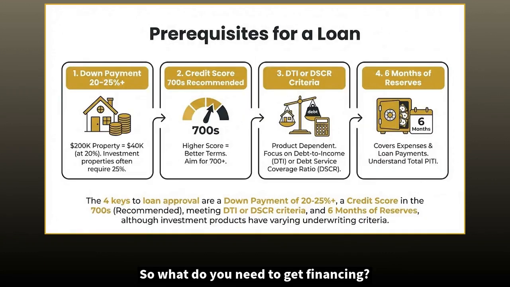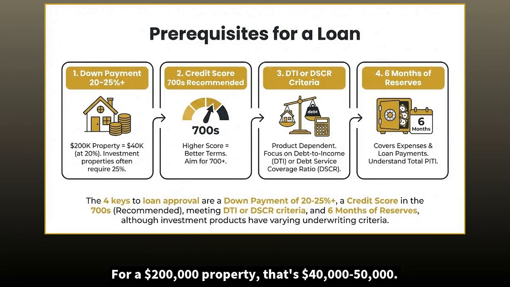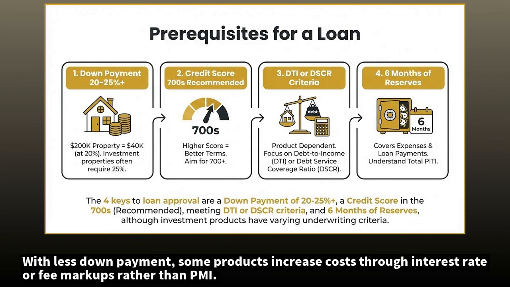So what do you need to get financing? There are 4 conditions. First, down payment. Investment properties often require 20 to 25%. For a $200,000 property, that's $40,000 to $50,000. With less down payment, some products increase costs through interest rate or fee markups rather than PMI.